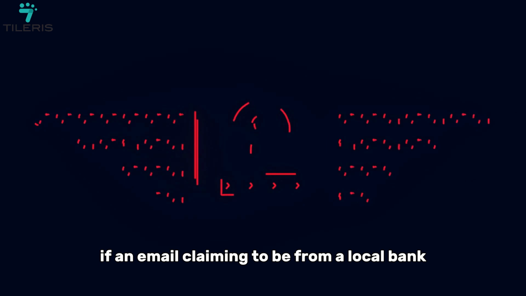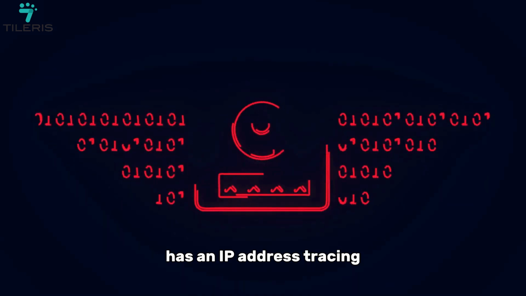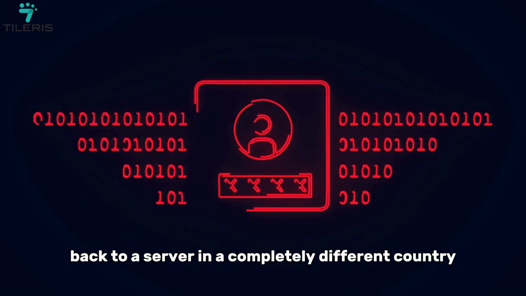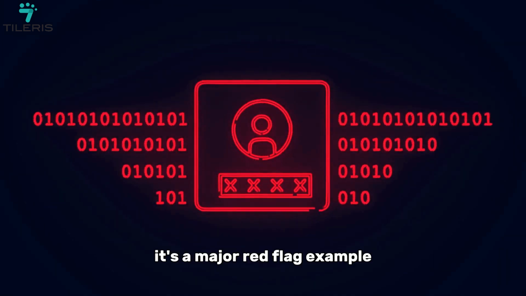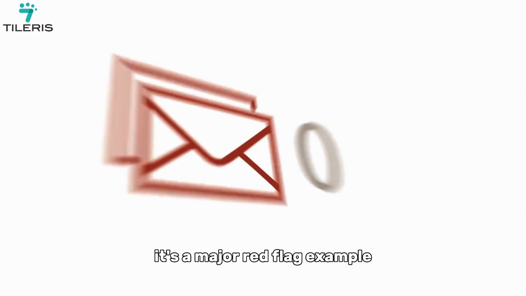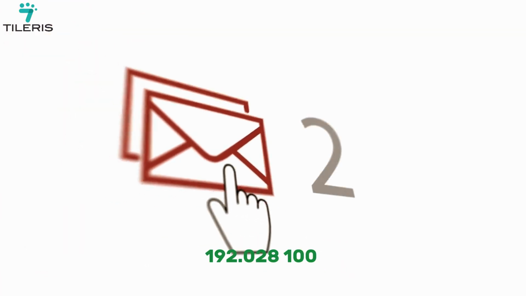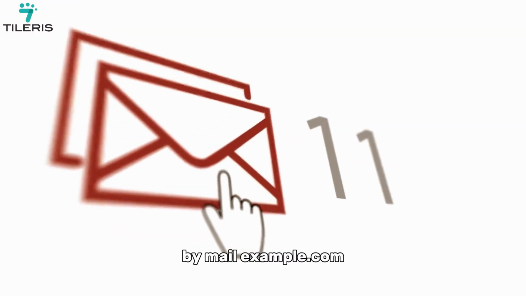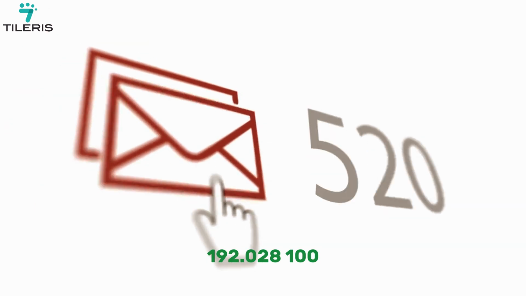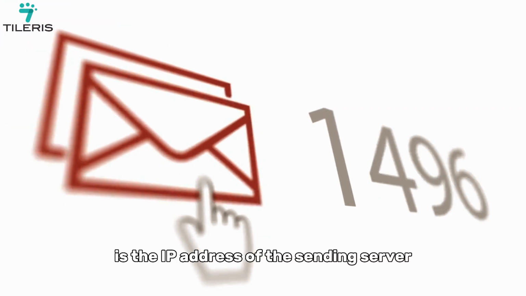If an email claiming to be from a local bank has an IP address tracing back to a server in a completely different country, it's a major red flag. Example: received from 192.0.2.100 by mailexample.com. Here, 192.0.2.100 is the IP address of the sending server.